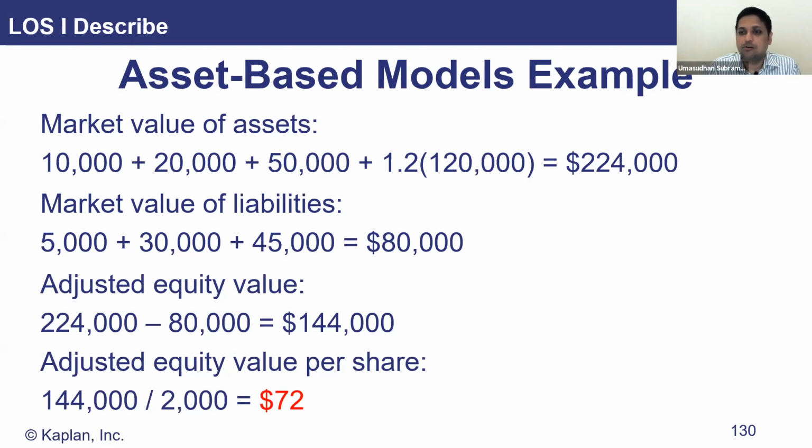Remember, we are talking about book value based models. So what do you think the actual stock price of the company is going to be? The actual stock price of this company in the stock market is going to be what? Is it going to be below 72, above 72, or significantly above 72?